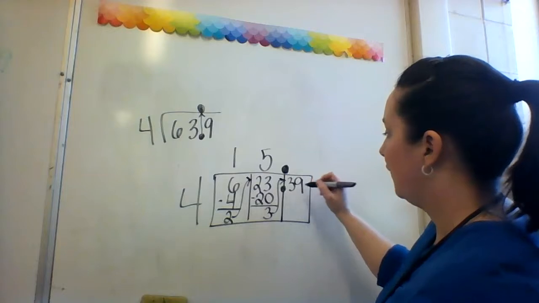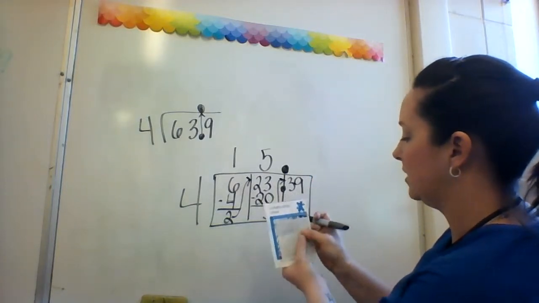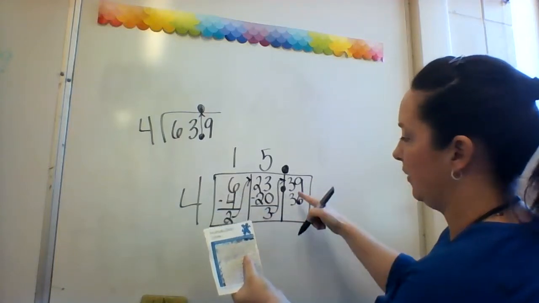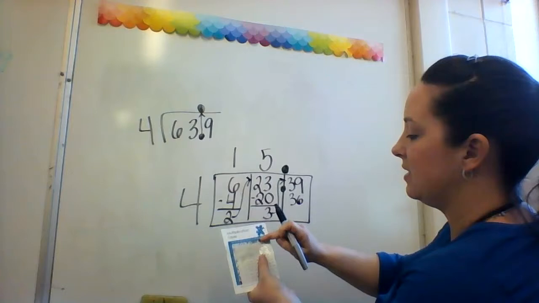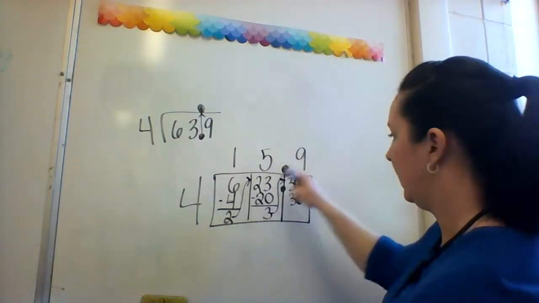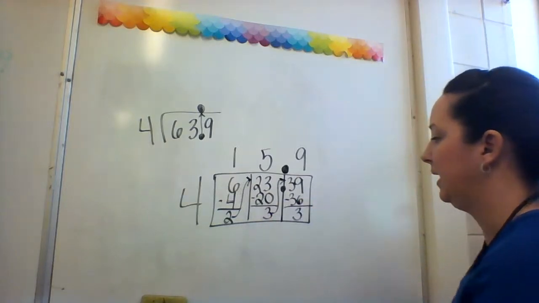So at the end, I have 39. I'm going to look again across the multiplication chart to see how close I can get to 39 without going over. I see a 36 here. I write a 36 here. I go up to the top. There's a 9 at the top. I write a 9 at the top because 9 times 4 is 36. Then I subtract again and I get 3 left over.